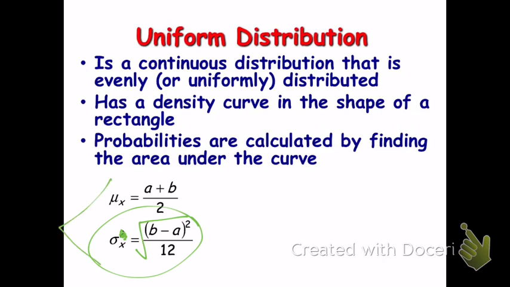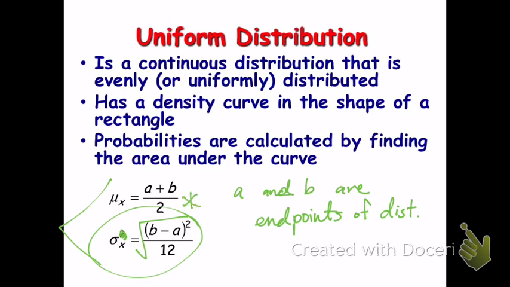However, the mean makes sense. So a and b are the endpoints of the distribution. All you're doing is basically finding the center point, because when you have a rectangle, the mean or the average is always going to be in the middle. So this is essentially just finding the average of the endpoints, meaning your min and your max.